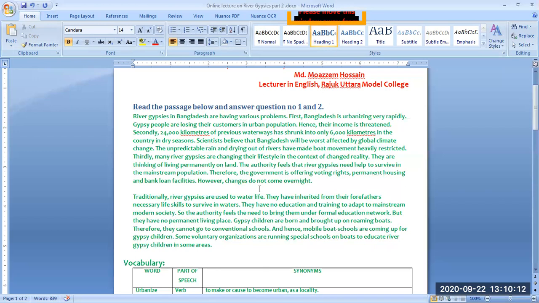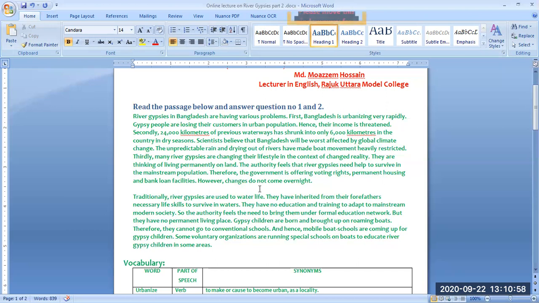The unpredictable rain. You know that it is said that the season is shifting every year, and there is untimely rain, and sometimes there is so much rain that flood occurs for a long time, and there are some years when there is no rain at all. And drying out of rivers have made boat movement heavily restricted. You know that river was the most important way of communication in earlier days, in past, but nowadays, because of this restriction of boat movement, people are using to think about different mode of transportation.